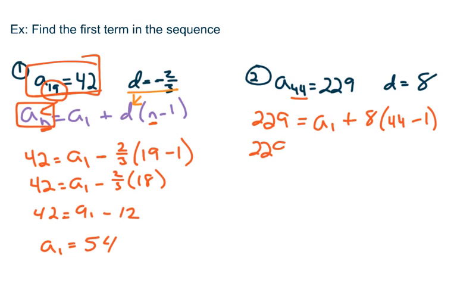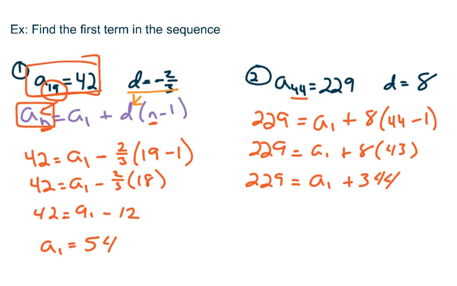So 229 is equal to a sub 1. 44 minus 1 is 43, so we'll say plus 8 times 43. 8 times 43, if you type that in the calculator, you're going to get 344, so a sub 1 plus 344. And again, just a simple single step to get a sub 1 by itself. The first term in this sequence is negative 115.